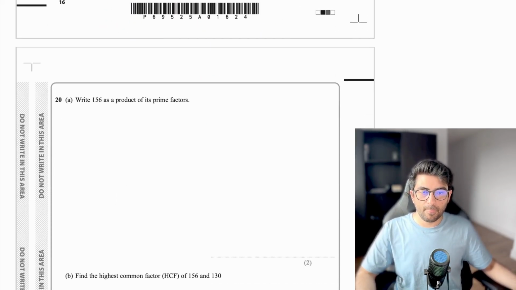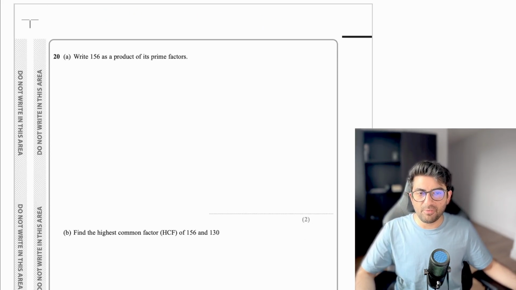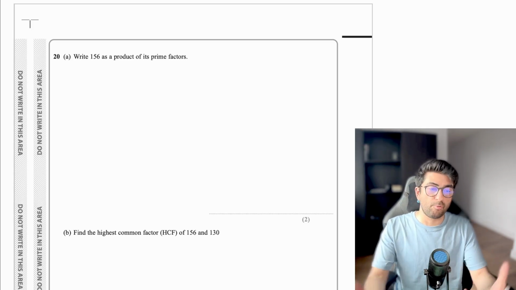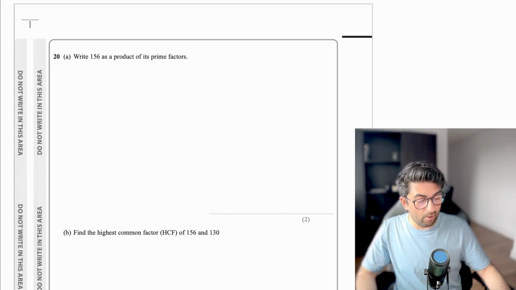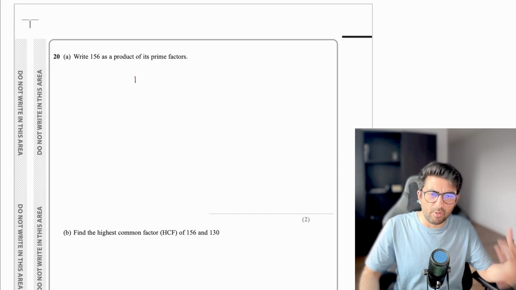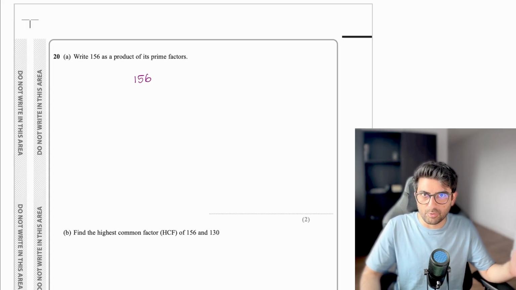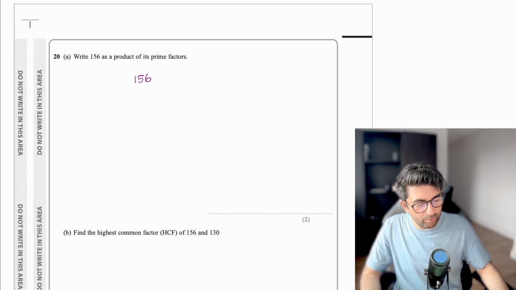Okay, next one. Question number 20, write 156 as a product of its prime factors. So we're going to have to draw a prime factor tree. So we start with our 156 right at the top there. 156. And we think, hey, what numbers can I multiply to make 156? And if you're not sure, the easiest thing to do is check if it's an even number. If it's an even number, it'll always divide by 2. Okay? So let's divide it by 2 to keep it simple.